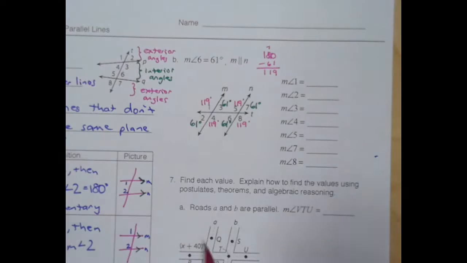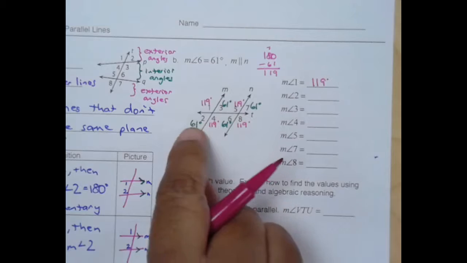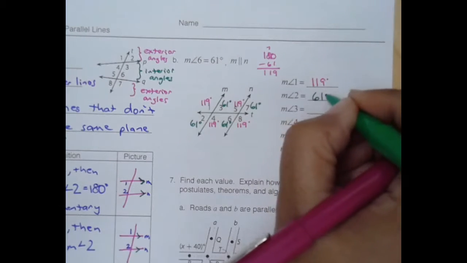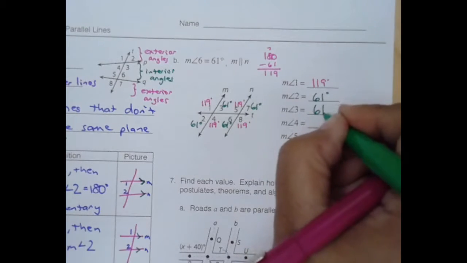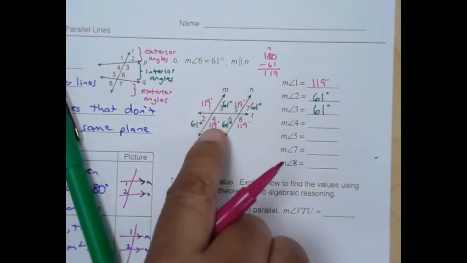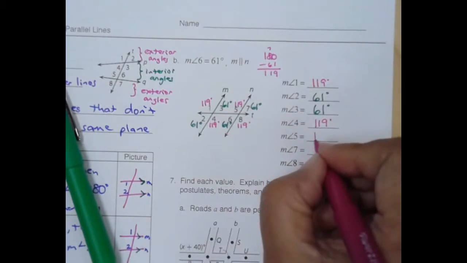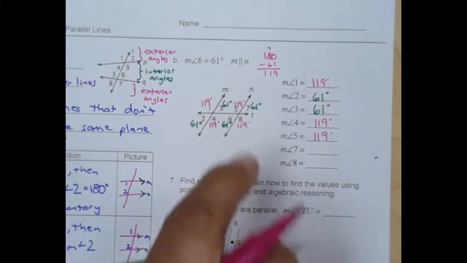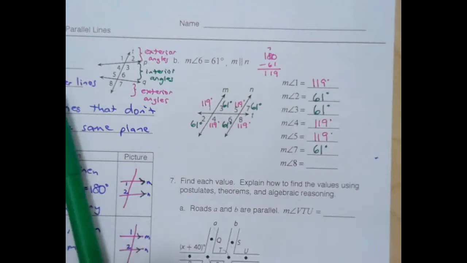So we know that angle 1 was 119. Angle 2 is 61 degrees. Angle 3 is also 61 degrees. Angle 4 is 119. Angle 5 is 119. Angle 7, 61. And angle 8, 119.